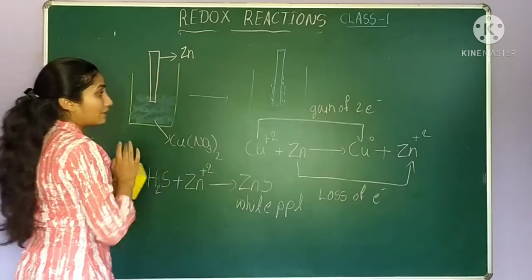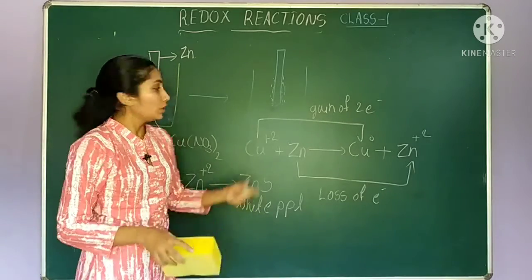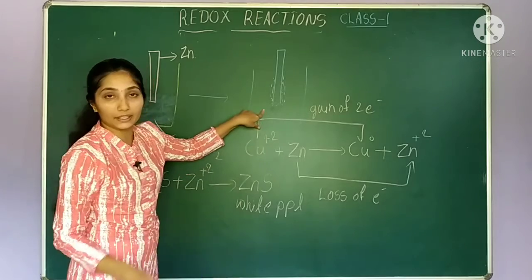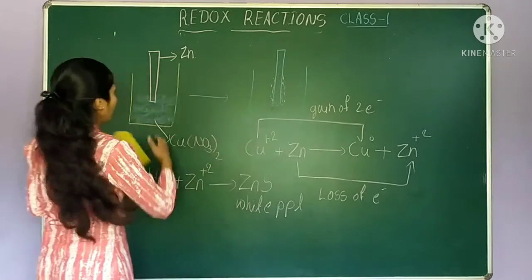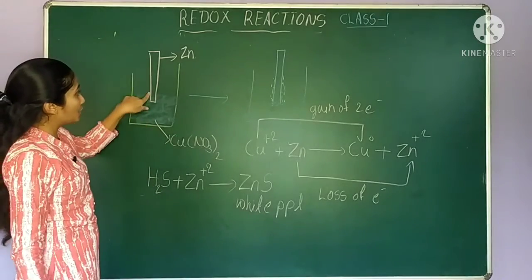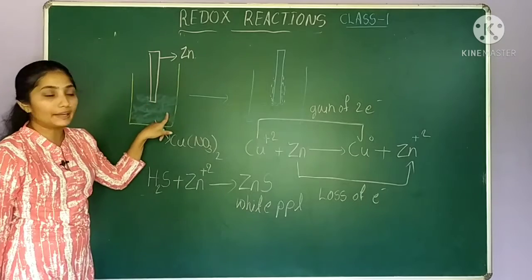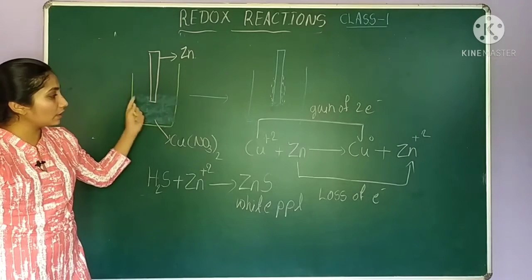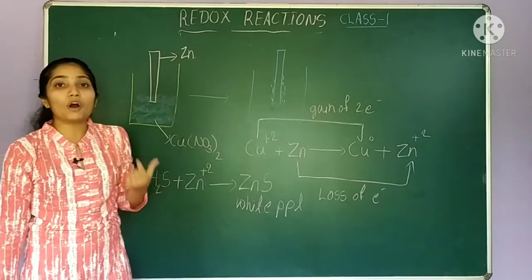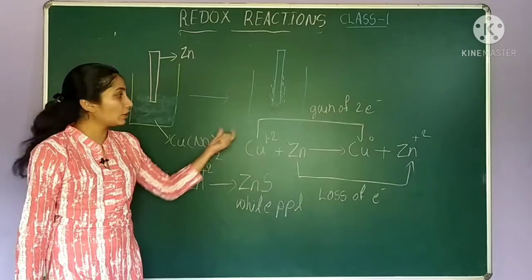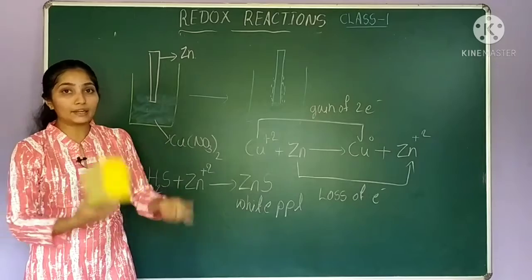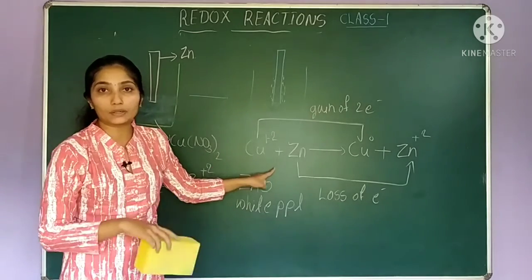If the reverse reaction is done, you cannot see copper ions in this solution. When zinc sulfate solution, which is colorless, is taken and you dip a copper rod into this, copper will not enter into solution state, which is determined by passing H2S. If there were copper, it would form a black precipitate, but you will not get any black precipitate. That means only zinc can donate electrons to copper. Copper cannot donate electrons to zinc.